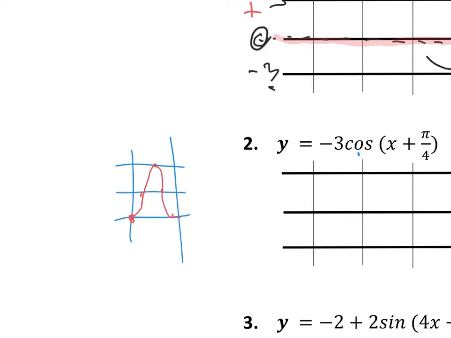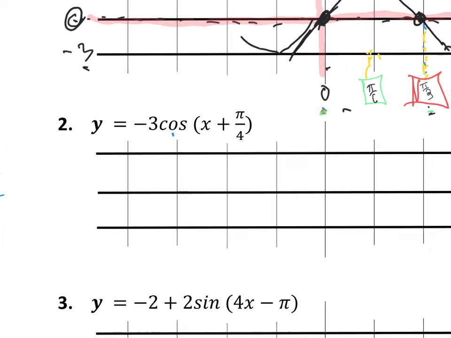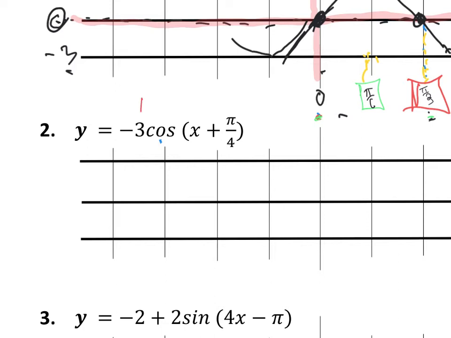So I need to find the middle, and I need to see how high does it go and how low will it go. And let's see what else happens. Okay, the amplitude is 3, and this time B is a 1. So my frequency is 1. So think about what my period will be. My period's going to be 2 pi divided by 1. 2 pi. It finishes in 2 pi.